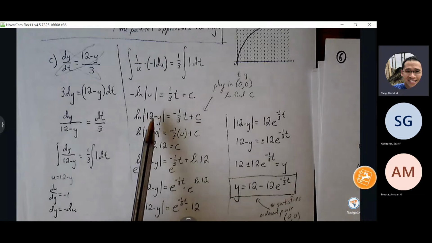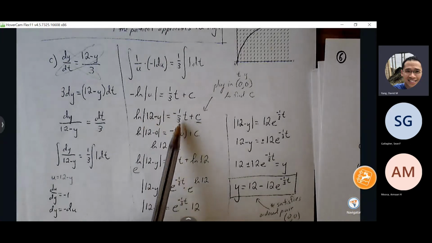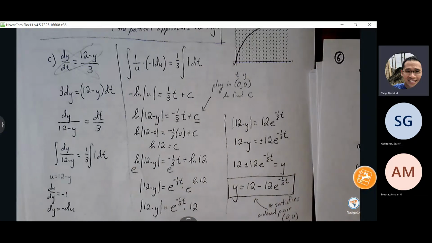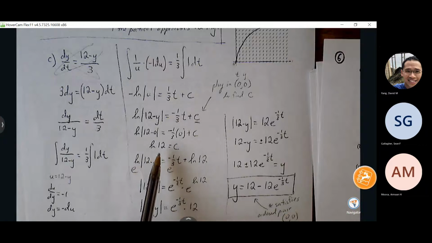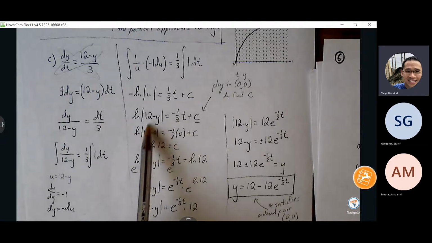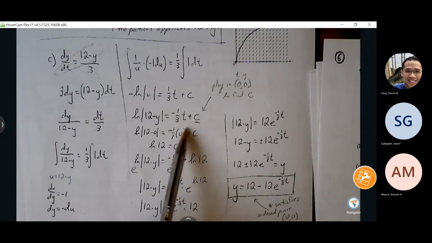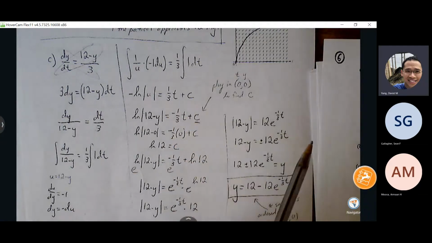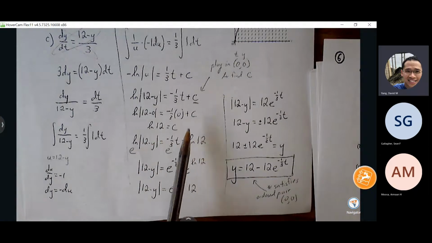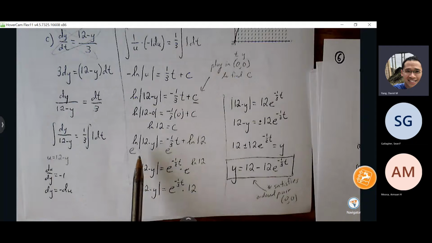Bring the original variable back, maybe distribute the negative through, and then I decided to just go ahead and solve for C at this point. Replace y and t with 0. Solve for C. We got C equals natural log of 12. Now you could have also raised both sides with base e, solved for y first, and then come back around and inserted 0, 0. But either way, we have natural log of 12 being our C value.